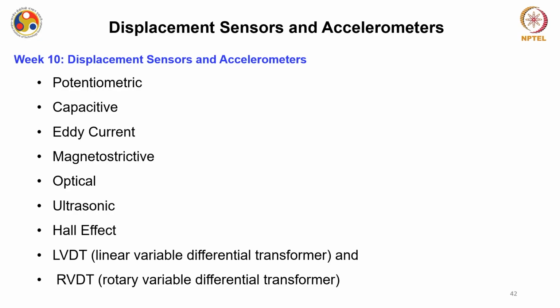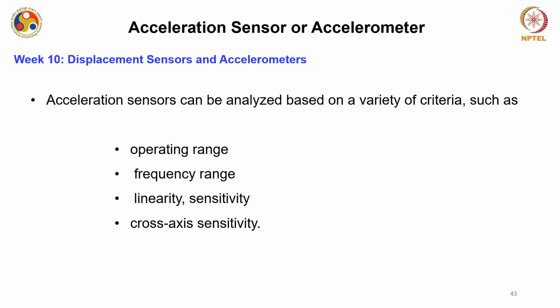For displacement sensors we have seen a number of devices based on different transduction techniques, like potentiometric devices, capacitive devices, eddy current based devices, magnetostrictive devices, optical sensors, then ultrasonic displacement sensors, Hall effect devices, and then linear variable differential transformer and rotary variable differential transformer based displacement sensors.